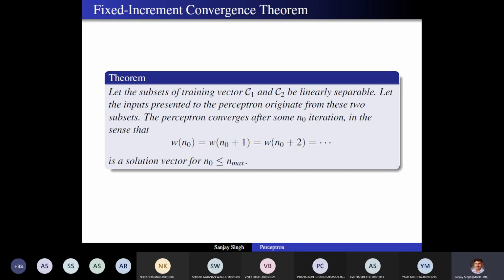If the inputs presented to the perceptron originate from these two subsets, then the perceptron converges after some n-naught iteration. When I say converges, I mean that after, say, the 10th iteration or 20th iteration, whatever the number of iterations you keep on doing, the weight vector will remain the same. It is not going to change. This is what you mean by convergence. And n is a solution vector for n naught greater than n max, means we don't have to keep on going. It has converged.